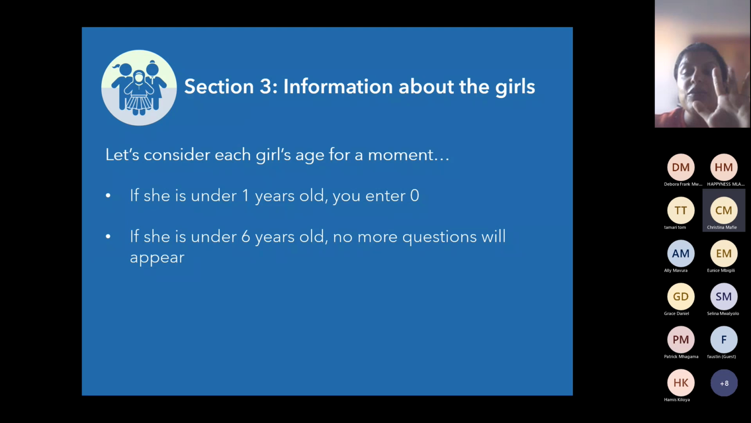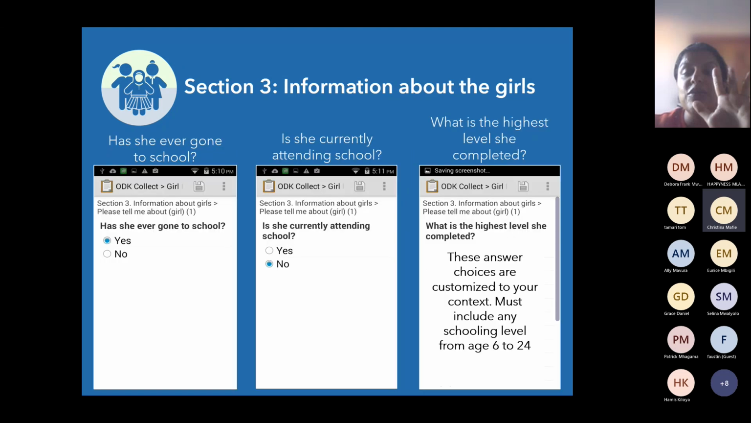Okay. So this girl was 15. The next question is, has she ever gone to school? Yes. Is she currently attending school? No. So what is the highest level she completed? If she is no longer in school, that means she dropped out at some point. And when did she drop out? At what level of school did she finish and end her schooling?